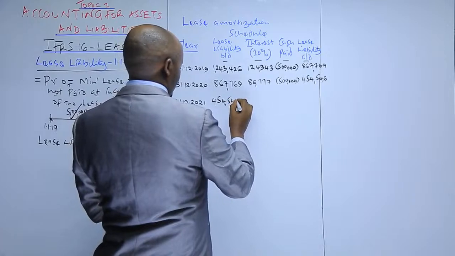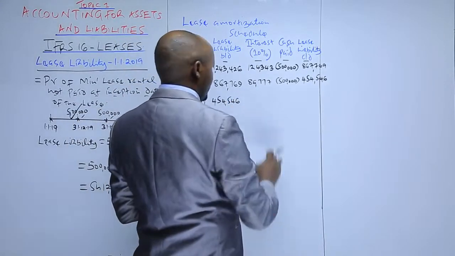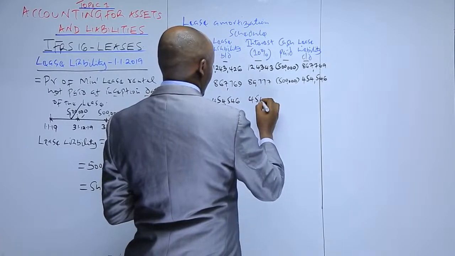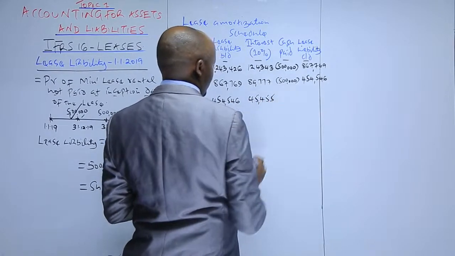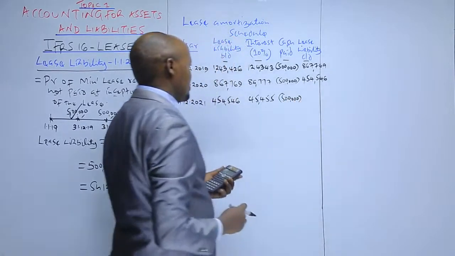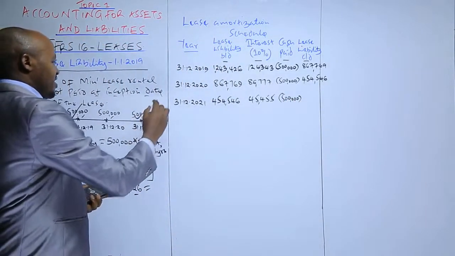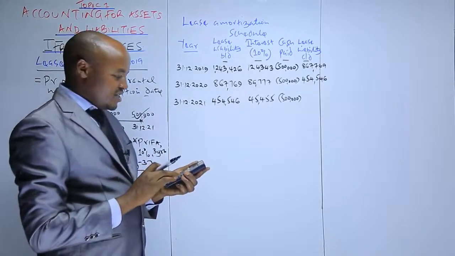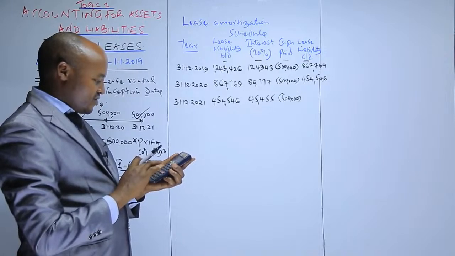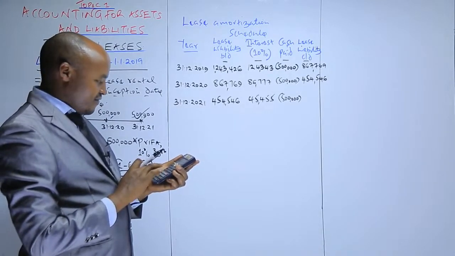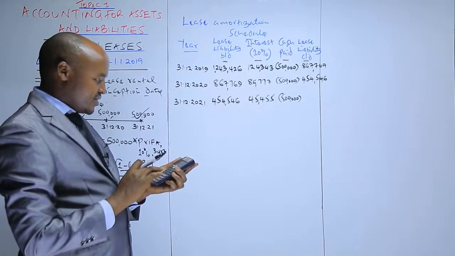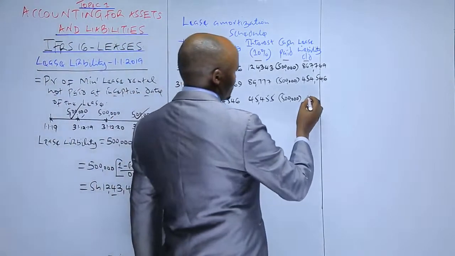We take 454,546 and get 10% of that, which will be our interest, 45,455, and then we less what was paid. What was paid at the end of year 3 is what we have there. Then we get the lease liability at the end of year 3, which will be 454,546 plus 45,455 minus 500,000, and basically that will give us 0.